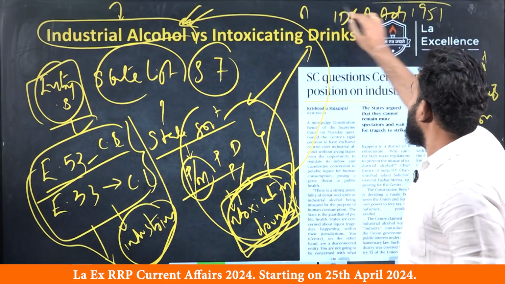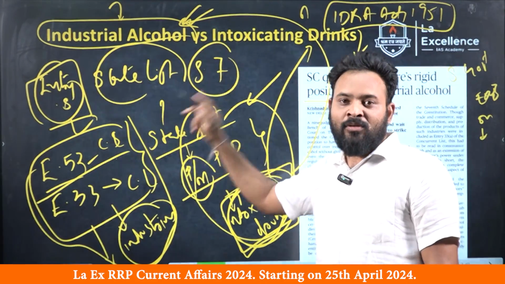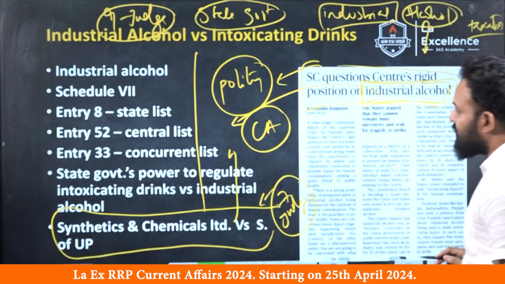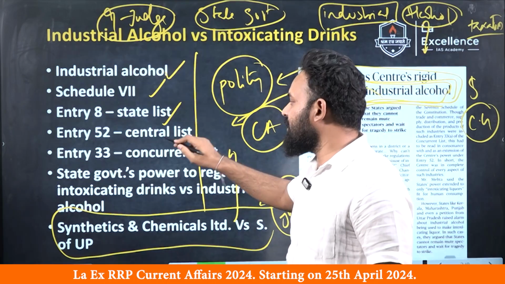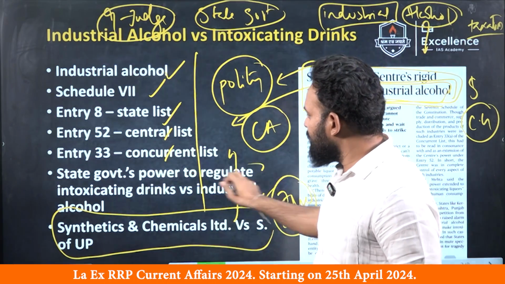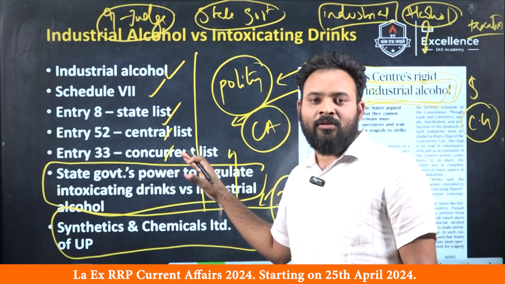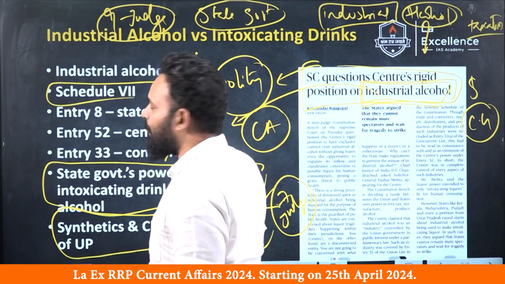As per this, industrial alcohol comes under industry, and only the central government has the power to tax this. So this is the debate, and you need to understand these. What is industrial alcohol? What is Schedule 7, Entry 8, 52, 33, and the state government's power to regulate intoxicating drinks in industrial alcohol? So questions can come on your Schedule 7.